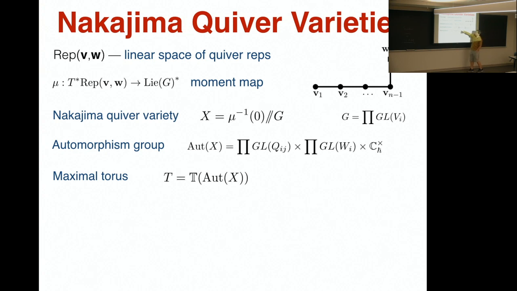And the quiver variety is the symplectic reduction of the inverse image of the zero locus of that map by the group G. Okay? So then there's an automorphism group here. So it involves the standard Q_ij, this is just the incidence matrix of the quiver. So this is just some numbers. GL(W_i) are framings on every node. So in this case, there's only one framing. And then you cross it with the multiplicative group, which is the dilation of the fiber, right? So it's a cotangent bundle, so you can multiply the coordinate in the fiber by a non-zero constant. We'll call this constant h bar. Okay, and then little t is the maximal torus.